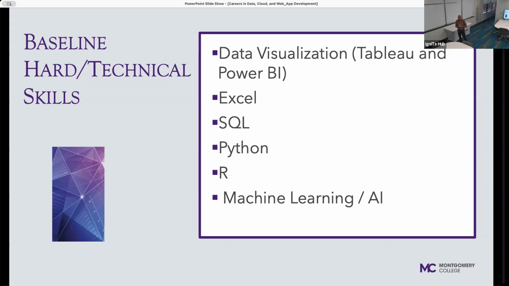R also is a language which is specifically used for mathematics and analytics. It's actually a proprietary language, if I'm not, no, it's open source, but some applications of R are proprietary.